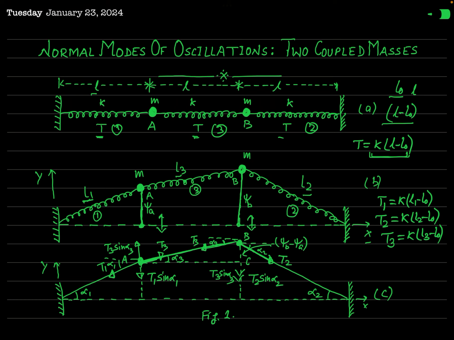Now for calculation, we consider that the angle which the spring 1 makes with the horizontal, that is the x-axis, is alpha 1. The angle made by the spring number 2 with the x-axis is alpha 2. You can see the figure, and the third spring makes an angle alpha 3 with the x-axis.